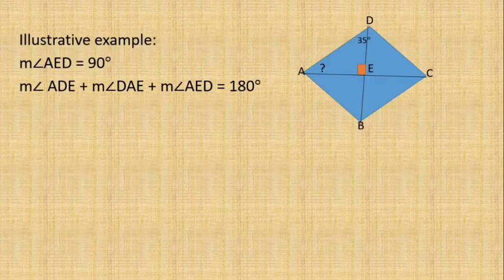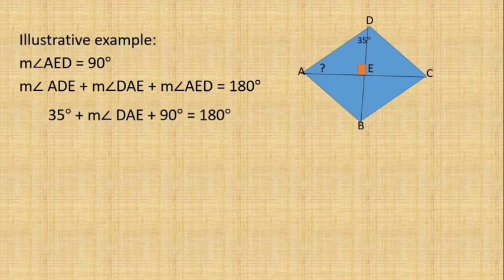Let's have an example. The measure of angle AED is equal to 90 degrees. Therefore, the measure of angle ADE plus the measure of angle DAE plus the measure of angle AED is equivalent to 180 degrees. Then, let's substitute the given values. We have the measure of angle ADE is 35 degrees plus the measure of angle DAE, which is not given, plus the measure of angle AED, which is 90 degrees, is equal to 180 degrees. And then, perform the operation.